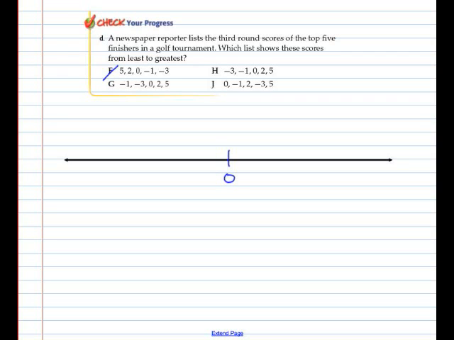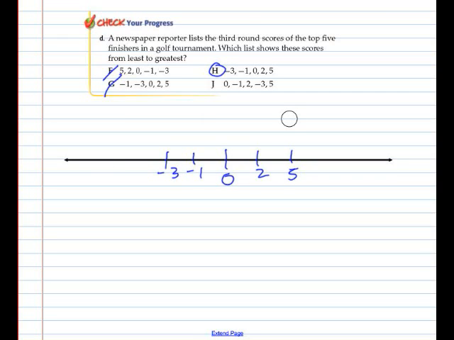G would be negative 1, negative 3, back to 0, and then 2 and 5. Negative 1 is actually greater than negative 3, so therefore that cannot be right either. H, again 0 here, negative 3, negative 1, 0, 2, and 5. That would appear to be the correct answer.